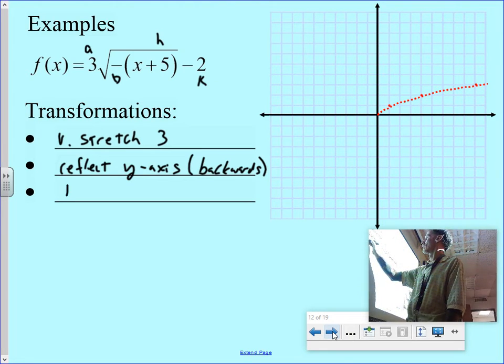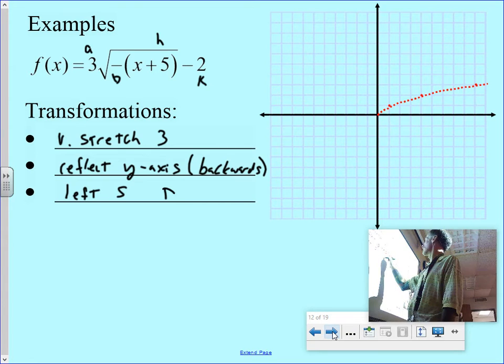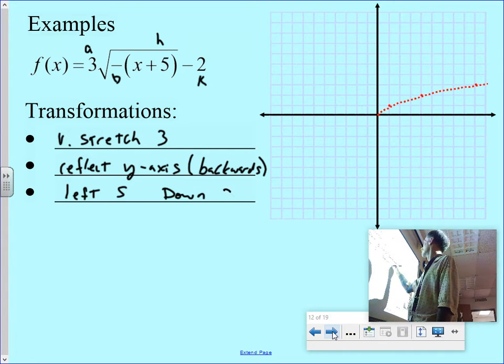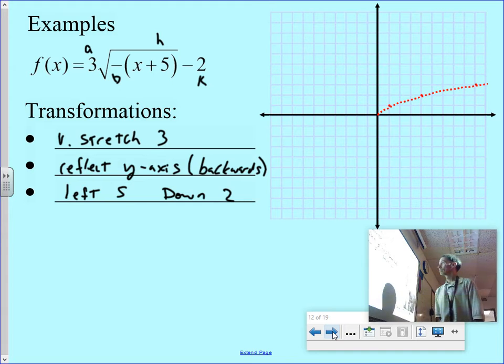The H is going to go left 5 and down 2. Okay? Now, the main thing about this one, again, is going to be reflection. So instead of going across to the right, it's going to go backwards to the left once we start drawing the graph in. And again, since my critical point is at 0, I don't need to worry about reflecting that because it's still going to be at 0 because there's no reflection that can be done with that.